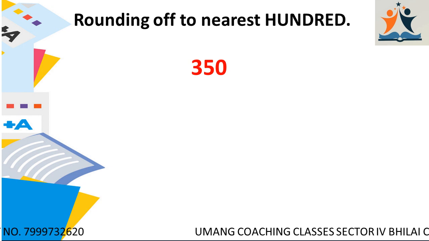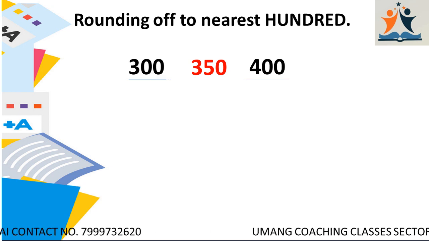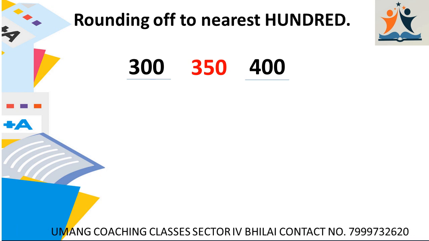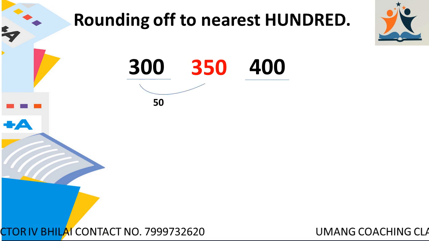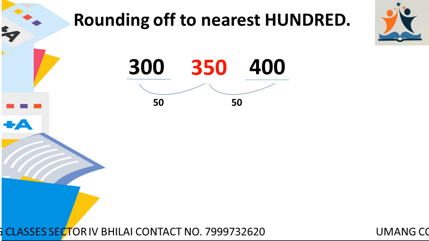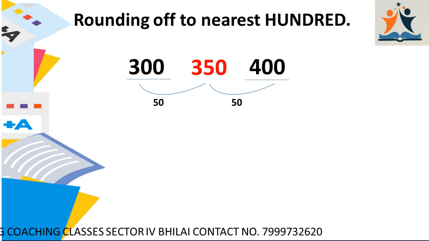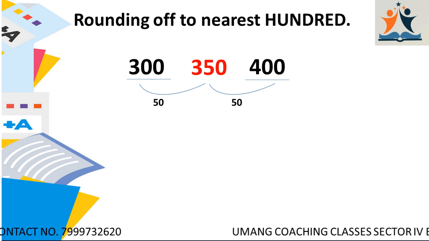350. So the nearest 100 for 350 will be 300 as well as 400. So we'll see the difference between them. The difference between 350 and 300 is 50, and the difference between 400 and 350 is 50. It is equidistant. So what we did in tens, we'll follow the same in hundreds.